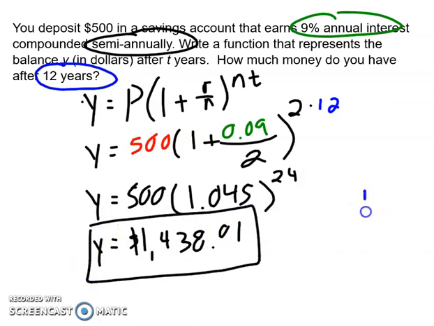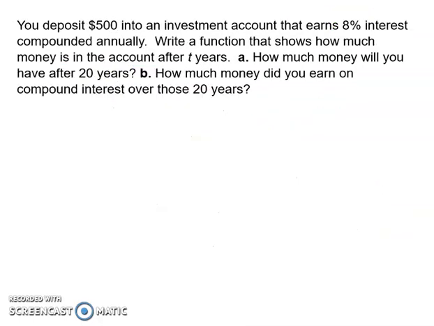Great job so far, folks. We do not have time for the experiment, but I'll post a second video for that. I have one more question for you. Please attempt to have completed this problem and then resume when you are ready to see the answers, as they are on another slide. For part B, it says how much money did you earn on compound interest over those 20 years? What you want to do is take the total money in your bank account and then subtract what you started with, and that will tell you how much you earned.